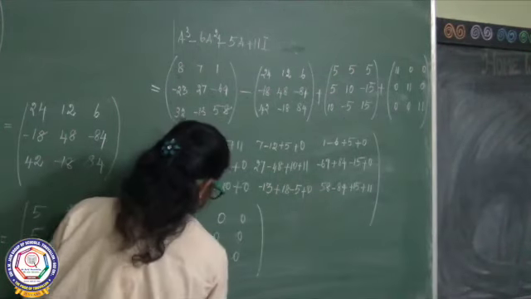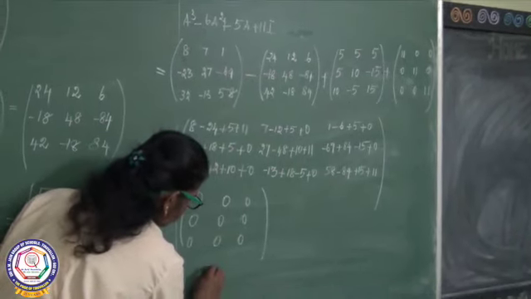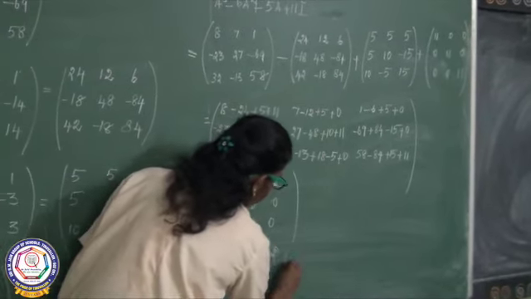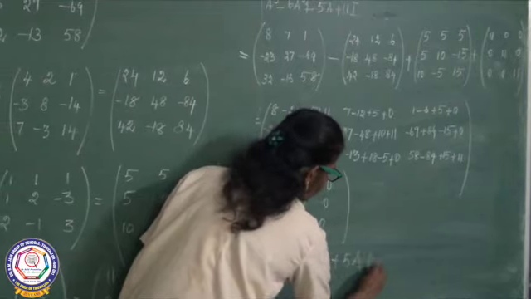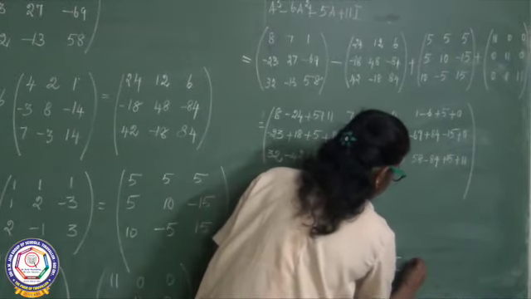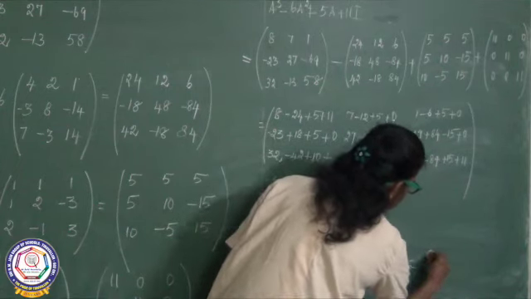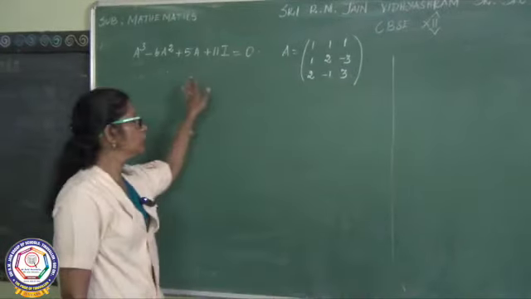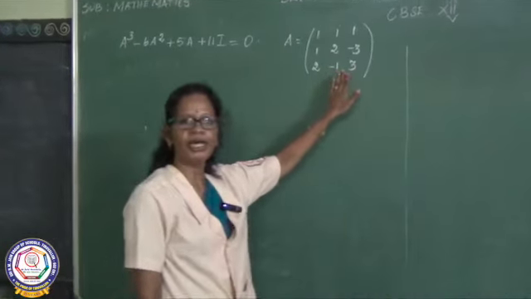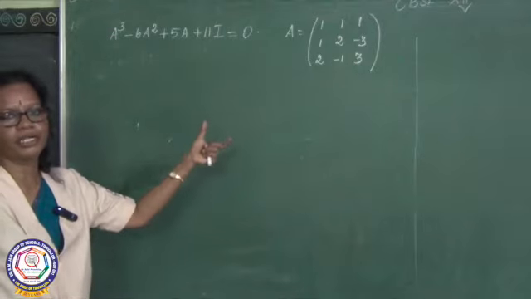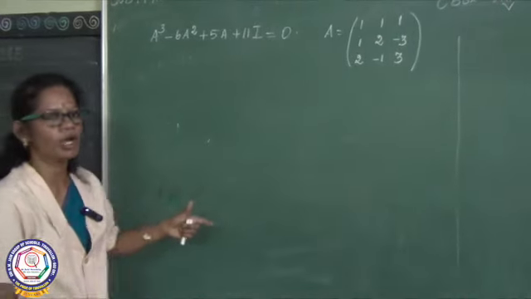Now we have shown that A cube minus 6A square plus 5A plus 11I equal to 0. Here the equation we proved. Using the equation, we are going to find A inverse. For that, first you should check whether the determinant is not equal to 0 or not.